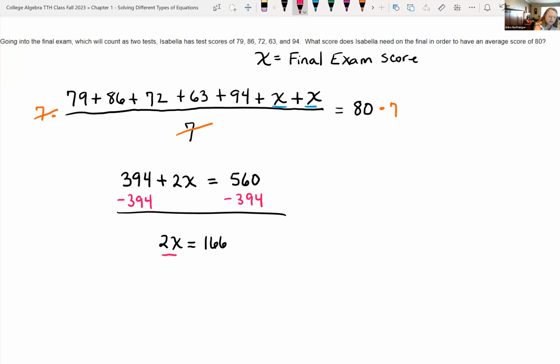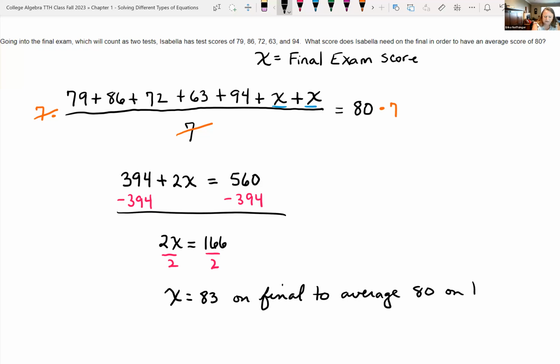So if we divide both sides by 2, this will give us what she needs on the final in order to have an average of 80 in the class. So 2 goes into 166, 83 times. So she needs an 83 on the final to average 80 on tests.